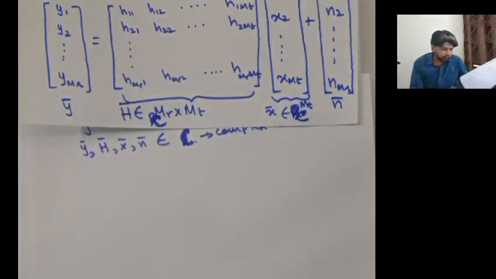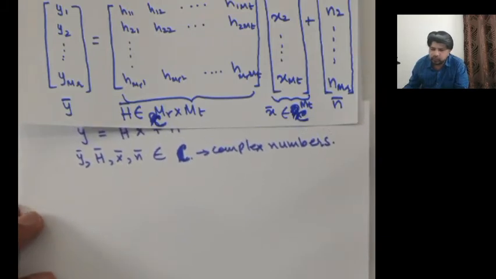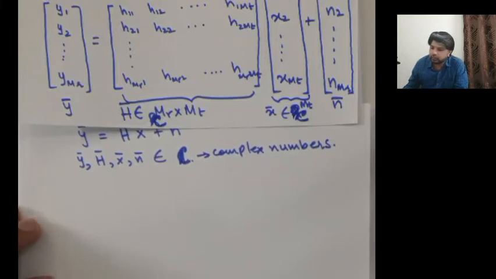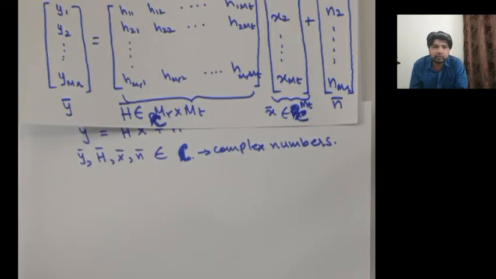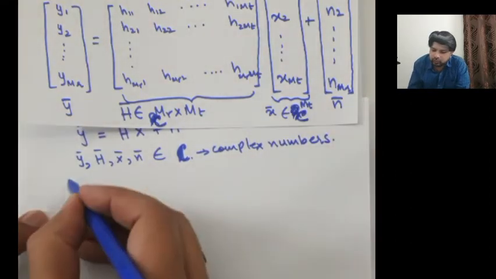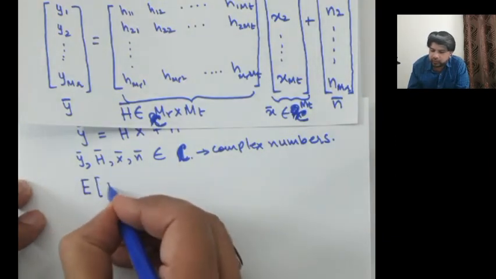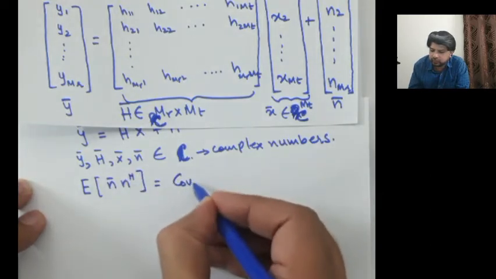And now let's talk for a moment about this noise term. This noise term would of course be assumed to be additive white Gaussian noise. Because noise is a random process, it is typically characterized by its covariance matrix. So the covariance matrix of the noise is defined as the expected value of n times n Hermitian. That is the covariance matrix.